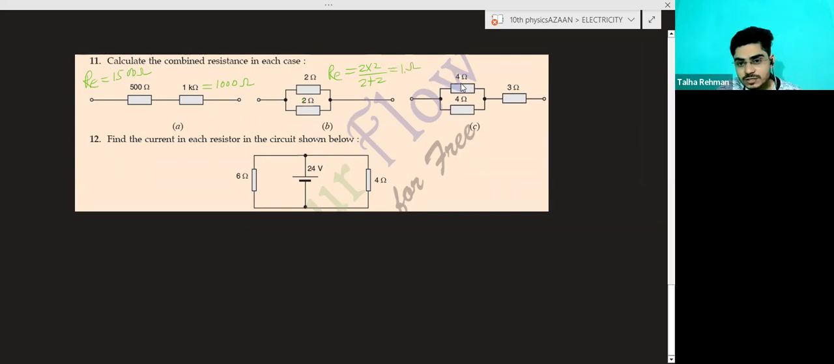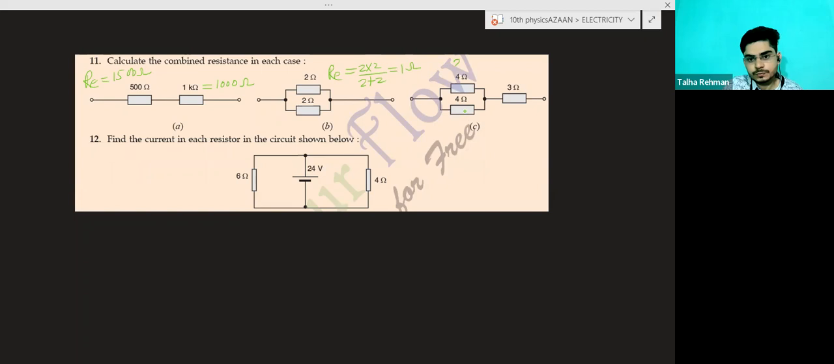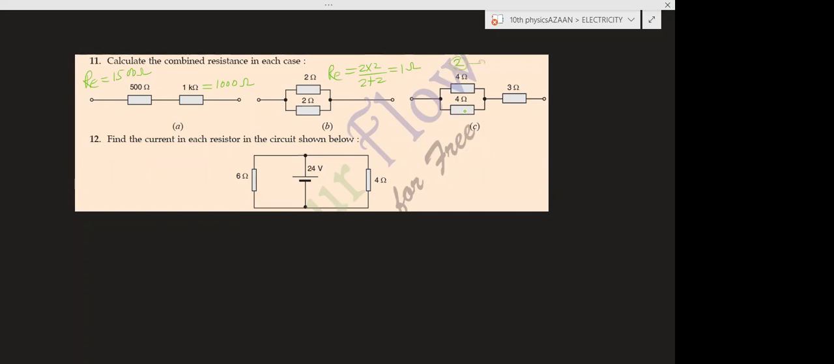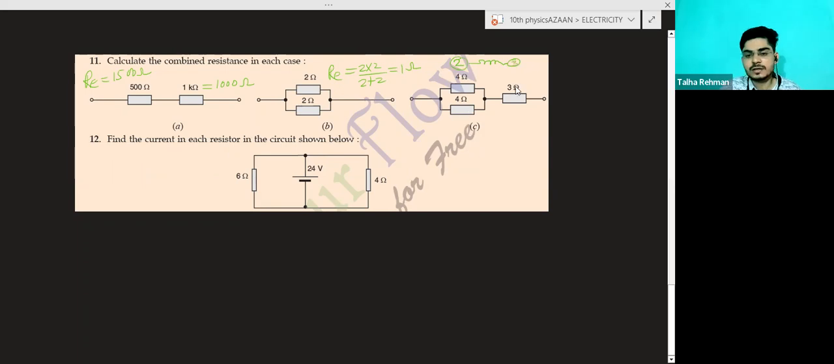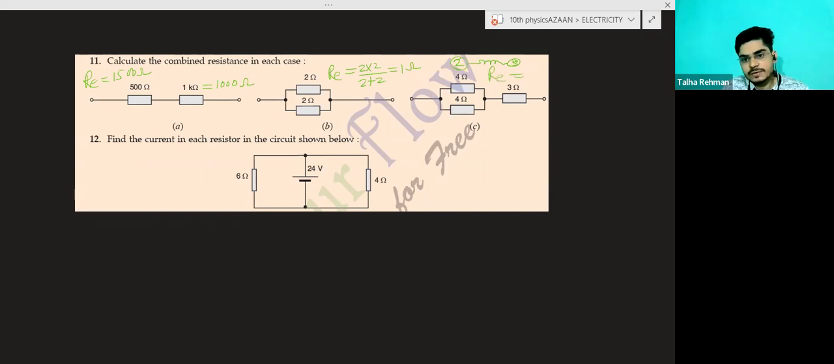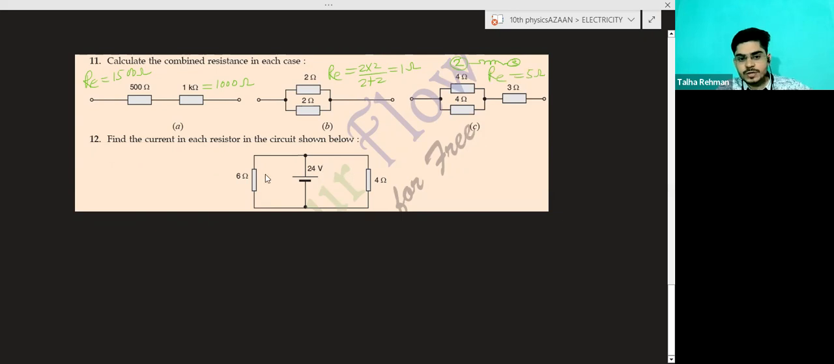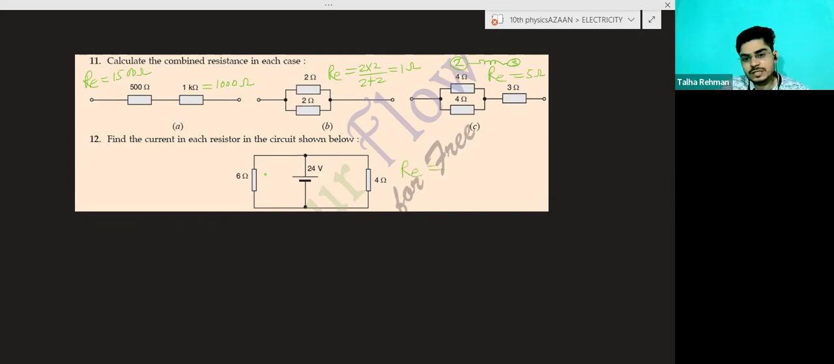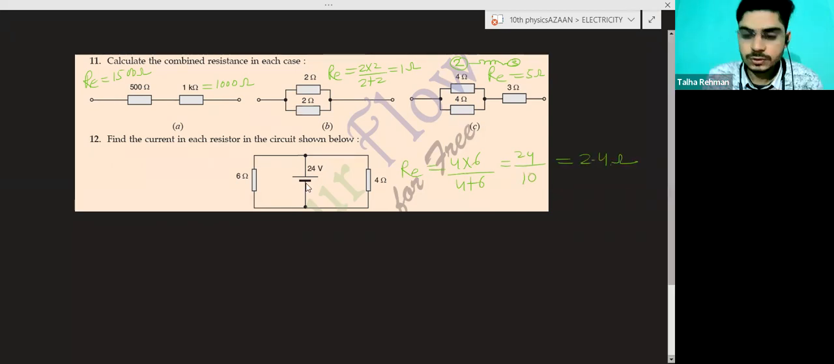Now for this combination you will find 4 and 4, you will get 2. And this 3 ohm is connected here. So now 2 ohm and 3 ohm are connected in series, so the equivalent resistance will be 5 ohm. Now this 4 ohm and 6 ohm are connected in parallel, so the equivalent resistance is 4 into 6 divided by 4 plus 6, that is 24 by 10, so it will be 2.4 ohm. Very easily you can solve, but for that, first you have to understand which combination is there.